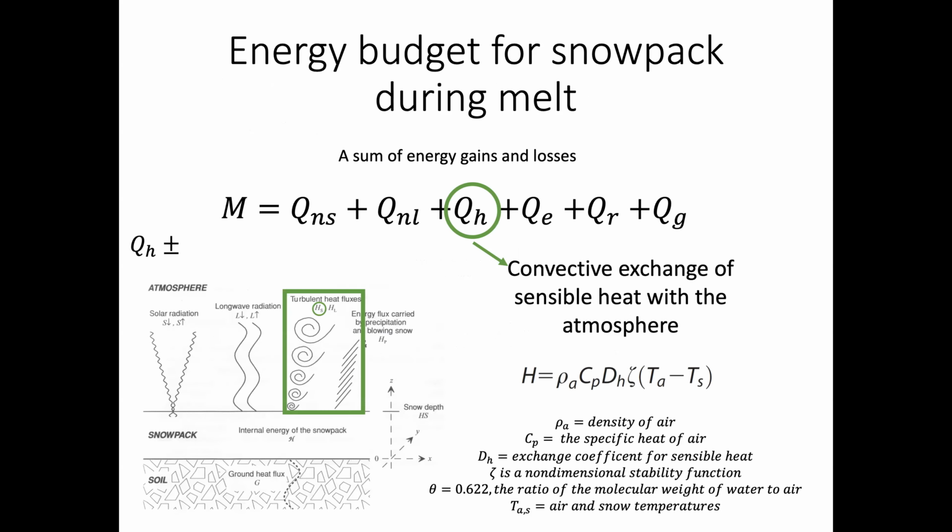As I noted earlier, when talking about the schematic on the lower left, whenever temperature differences exist between the atmosphere and the snow surface, the potential exists for significant convective transfer of sensible heat to or from the snowpack, depending on the sign of the temperature difference, the wind speed, the surface roughness, and the stability of the air. Sensible heat exchanges can be positive or negative. Here is an equation we use to calculate the sensible heat.